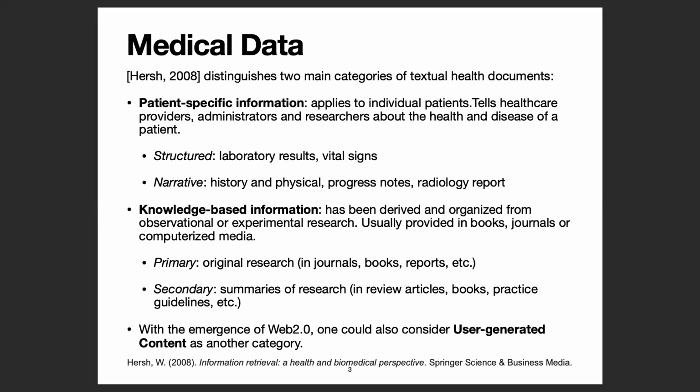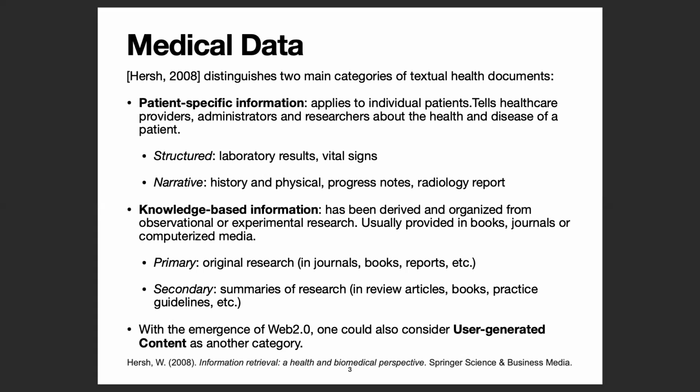To start with, I will describe you what kind of medical data can be found, especially what kind of textual medical data can be found. So the first category is the patient-specific information. So that's all the information that applies to individual patients and that helps healthcare providers, administrators, and researchers communicate to and about the condition of a patient. Within this category, we distinguish structured information, so that's all the lab results, vital signs that can be recorded during a visit at a doctor or a hospital, and the narrative information, which is all the history and physical progress notes and all the reports that are generated by medical professionals.